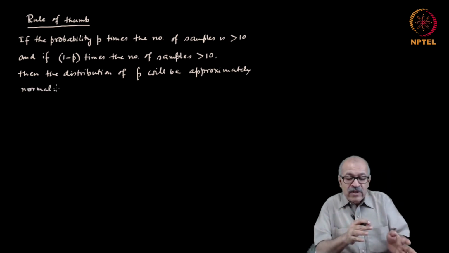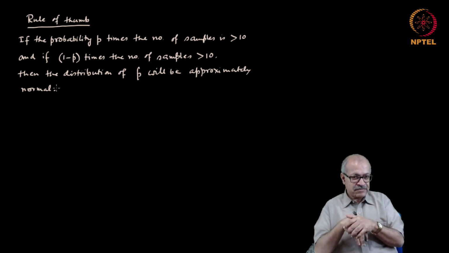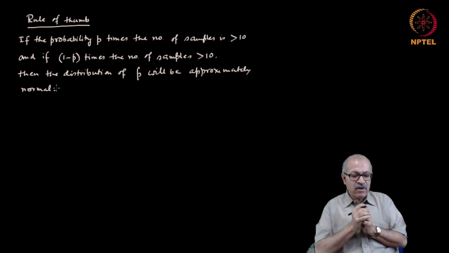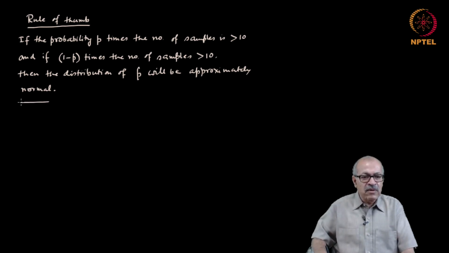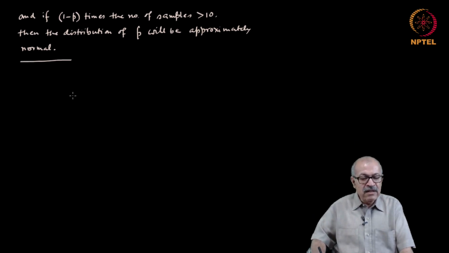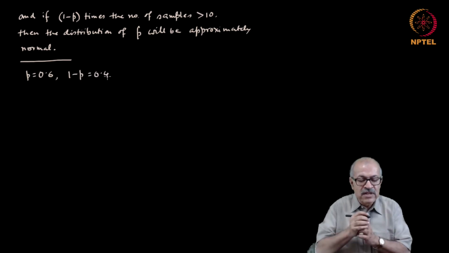If it is normal, then we can apply all that we have learned about the normal distribution. That is a major advantage. But the caveat is that that is not applicable to all cases. For example, in the example that we have taken, p was 0.6. Sorry, I will do it correctly. p was 0.6, 1 minus p was 0.4, and suppose we take 20 samples.